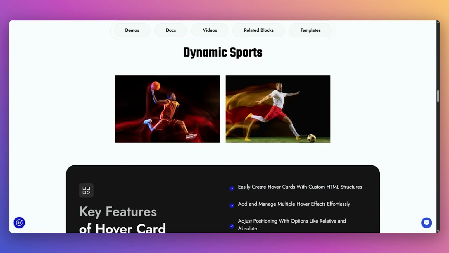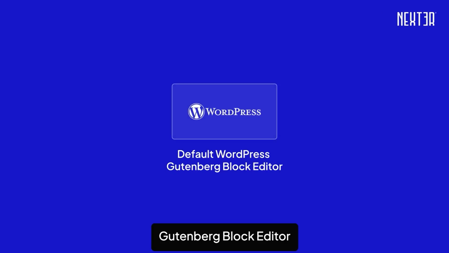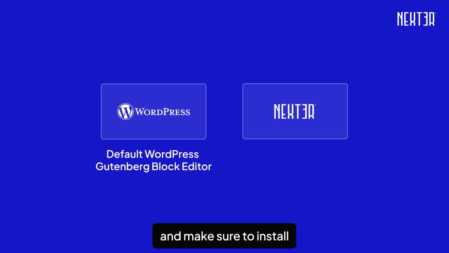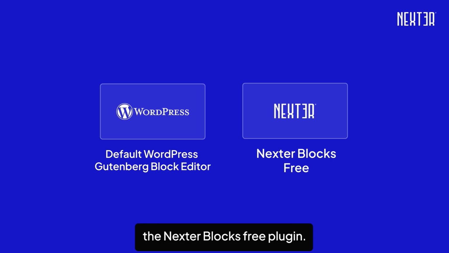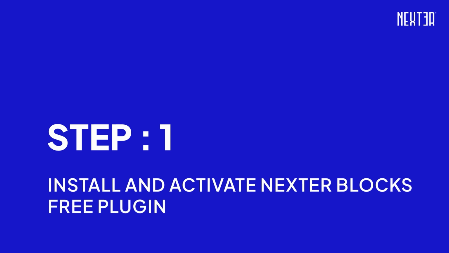So let's dive in. Before we start, make sure the default WordPress Gutenberg block editor is active on your site. And make sure to install the Blocks free plugin. Step 1. Install and activate the Blocks free plugin.